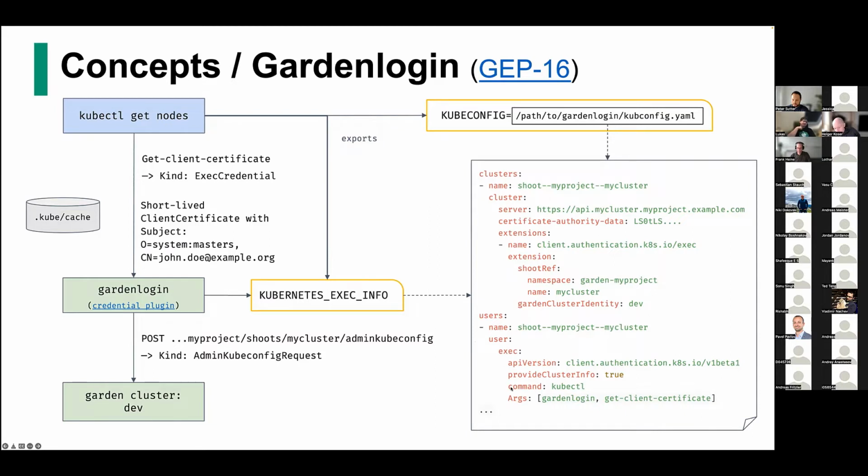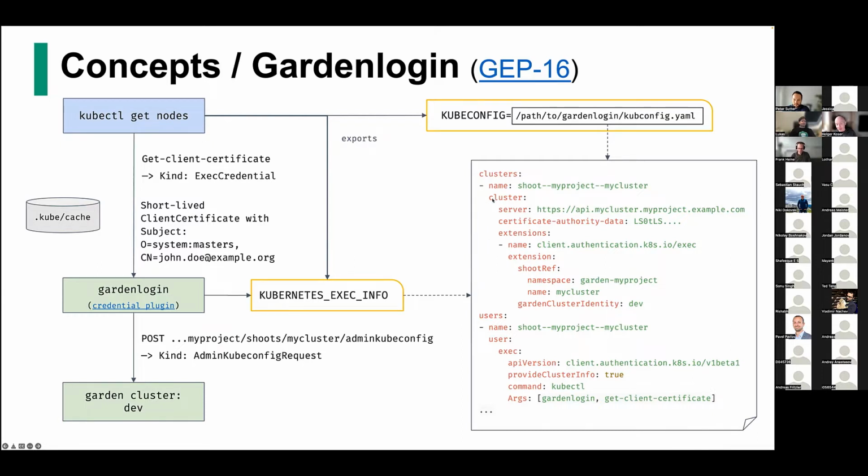And there, this exec plugin is Garden login, which is called by kubectl if a user executes a command, for example, like kubectl get nodes. Then kubectl finds out, okay, this user is not already authenticated, and calls this credential plugin, in our case, Garden login. And when this call is done from kubectl, some additional information is passed, and this is passed in the environment variable KUBERNETES_EXEC_INFO, and this contains more or less the information in the kubeconfig.